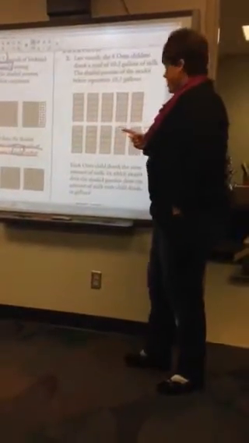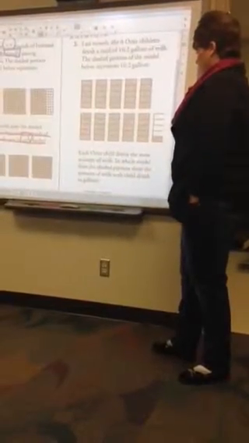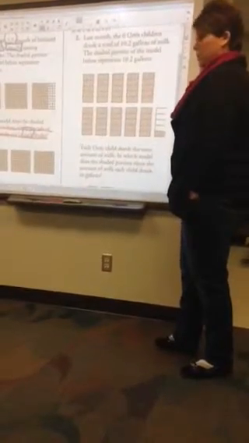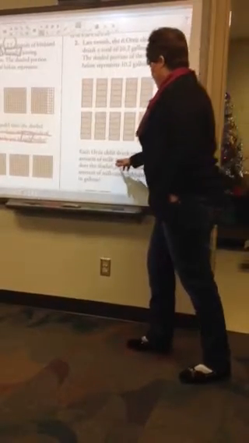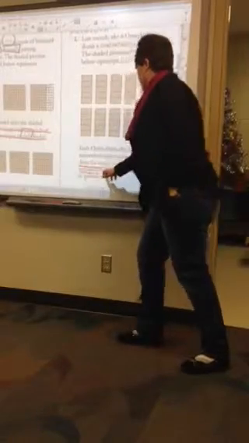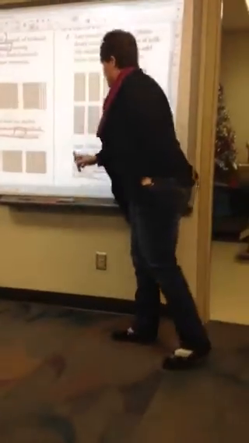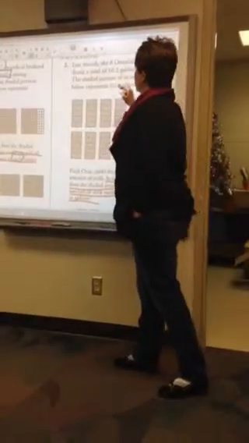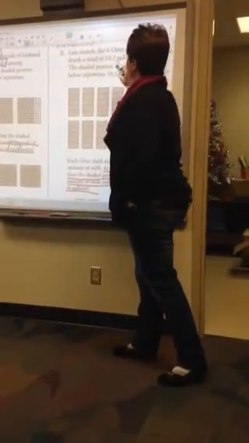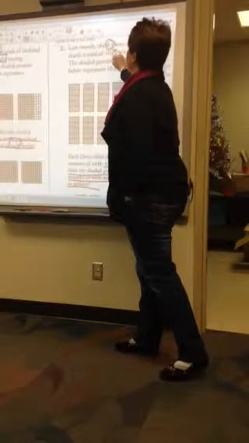What question are we going to underline, Sam? In which model does the shaded portion show the amount of milk each child drinks in gallons? Awesome. Okay. Nubia, give me my clue numbers, please. 6, 10.2. That O is for Ortiz.